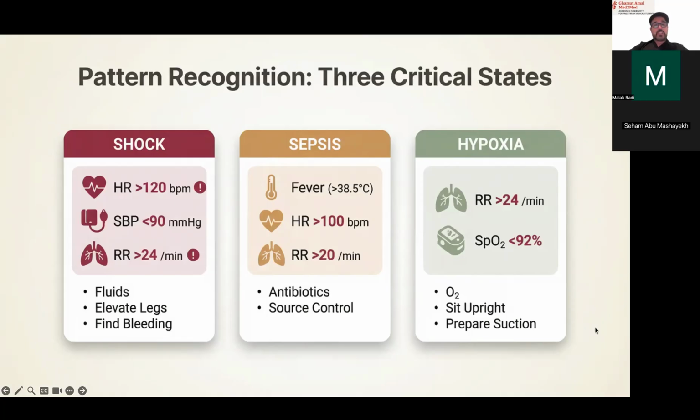But hypoxia is not just in the lungs. Sometimes hypoxia is because the patient is not breathing. Maybe they had a stroke. Maybe they had a seizure.